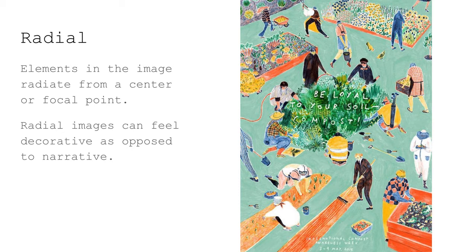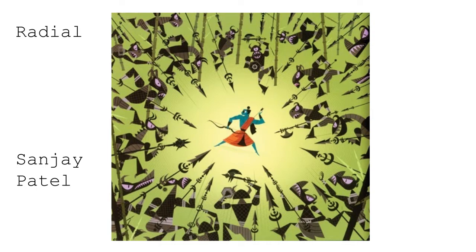Radial images can feel decorative as opposed to narrative, but I think these are a few interesting examples that do show some interesting narrative elements as well. This image by Sanjay Patel is a really good example of an image that shows a story. It shows the main character being surrounded and gives a sense of insurmountable odds.